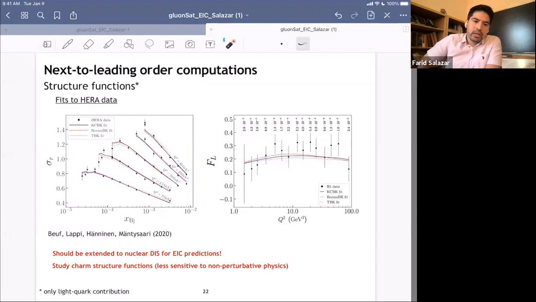So these fits, in principle, one can already play with this next-to-leading order evaluation of the structure functions in the CGC. It has only been done for light quarks. The massive quarks are still underway. And I hope that we can also see predictions for the EIC, because this has, of course, only been done for HERA data.